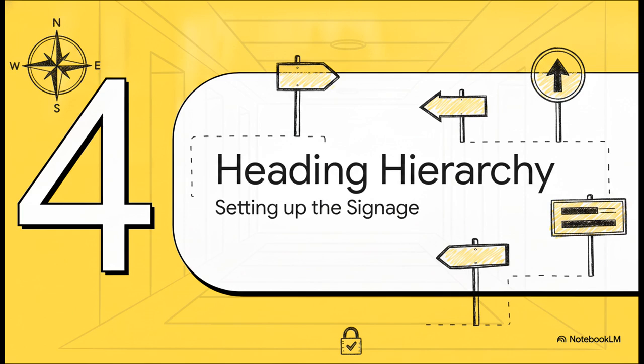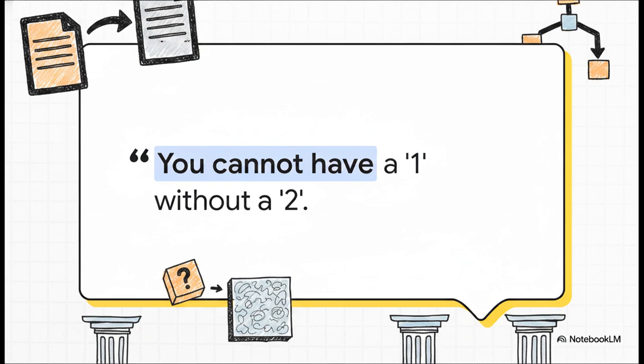Next up, Section 4, navigation and heading hierarchy, setting up the signage. Now that our hallways are built, we've got to set up the signage. Headings are basically the reader's internal GPS system. If your headings are inconsistent or confusing, the reader instantly loses trust in the document's authority, and honestly in your credibility as an expert.